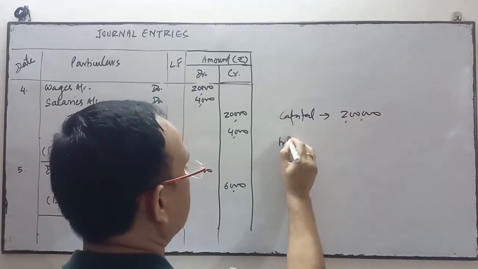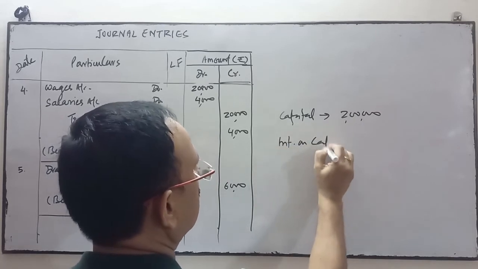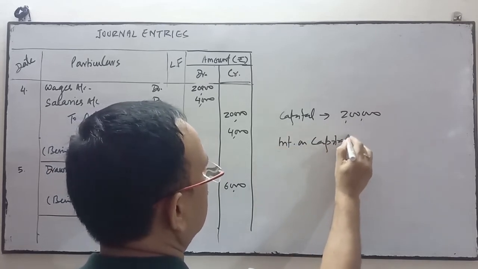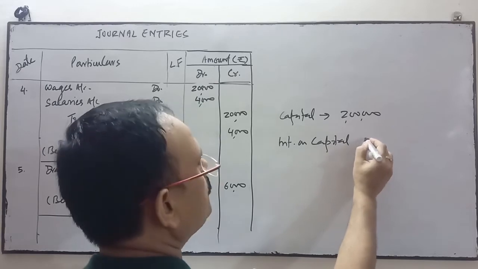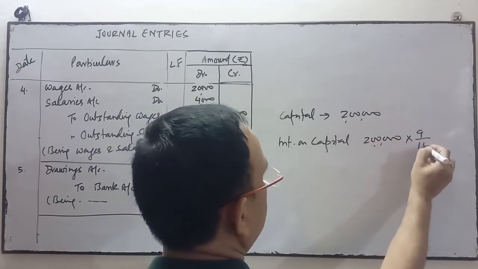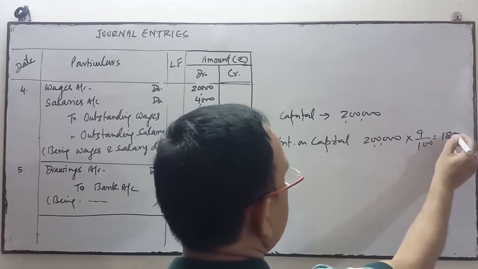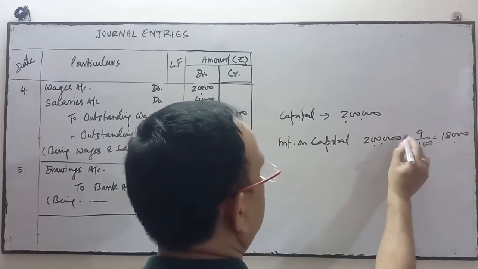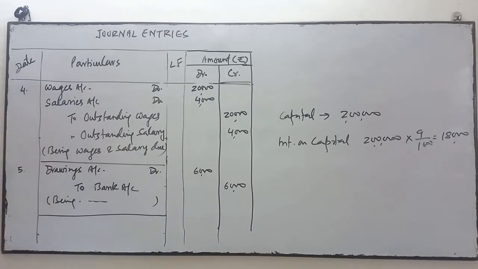And interest on capital, they are charging at the rate of 9%. So 9% of 2 lakhs. It is 18 lakhs. 9% of 2 lakh is how much? 18 lakhs. So 2 accounts will be opened.